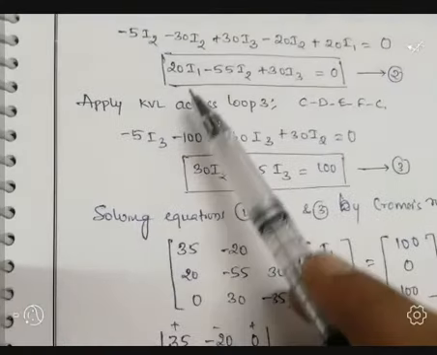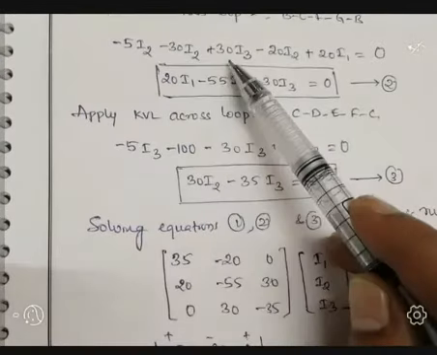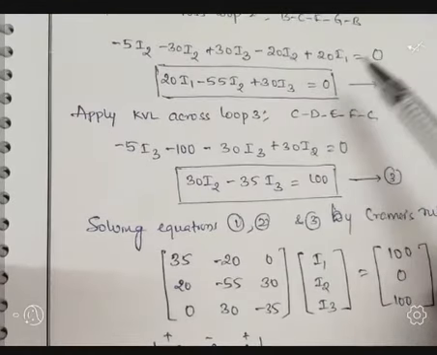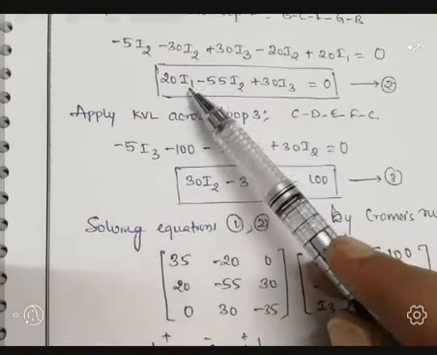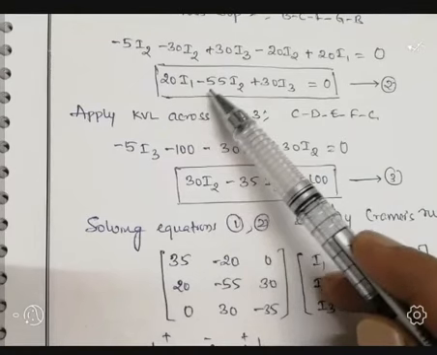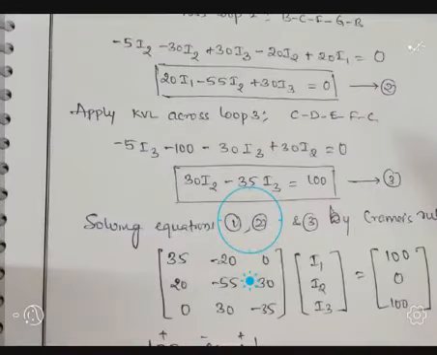Hence minus 5I2 minus 30I2 plus 30I3 minus 20I2 plus 20I1 equal to 0. Rearrange the terms and do the simplification. 20I1 minus 55I2 plus 30I3 is equal to 0. Let us represent it as equation number 2.